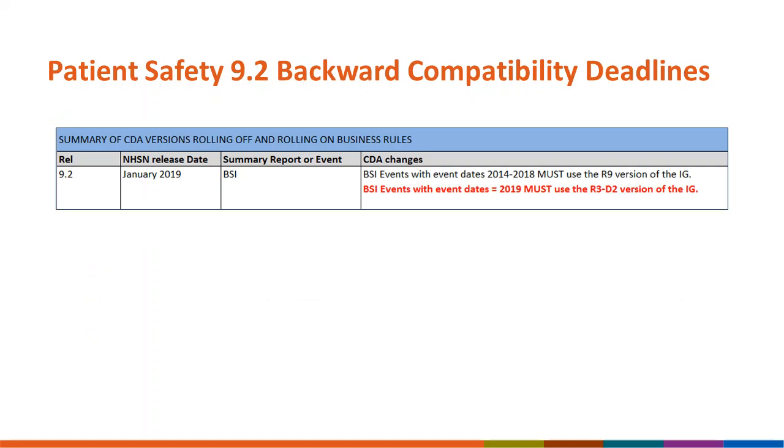So here on this slide, we have compatibility deadlines. So just to review for the BSI CDA change, any events dated between 2014 and 2018 will use the R9 IG, and anything equaling 2019 will use the R3D2 IG. Next slide.